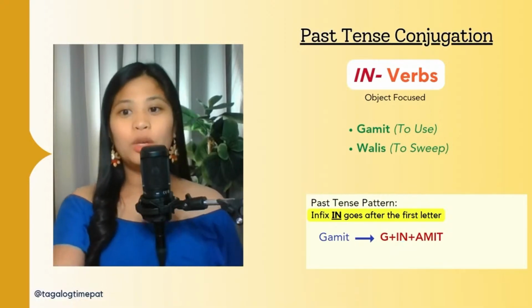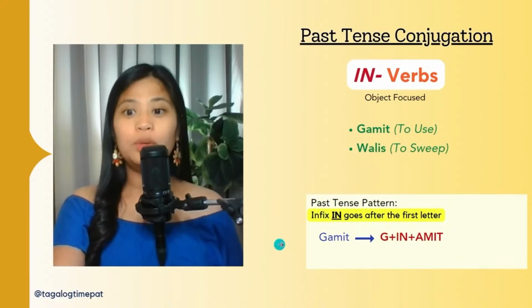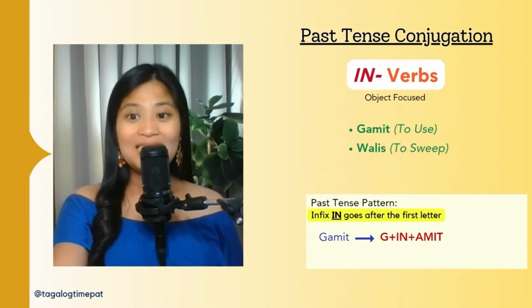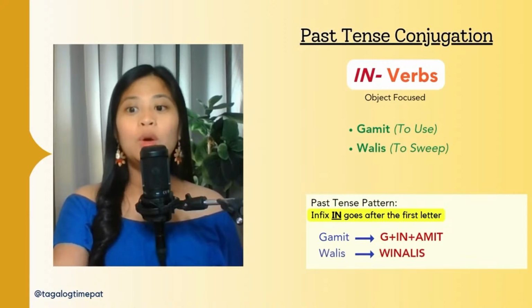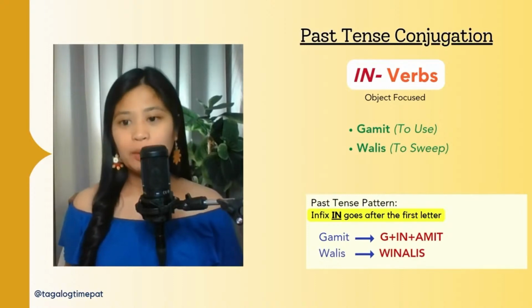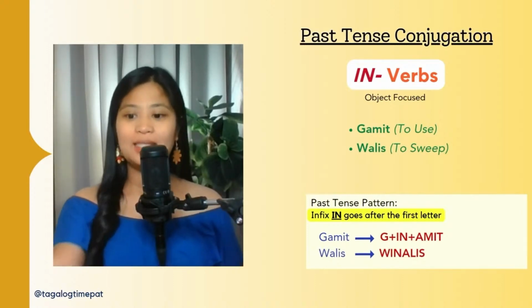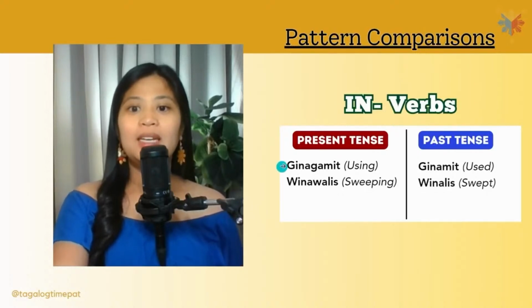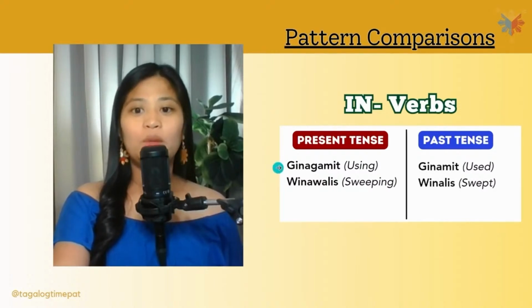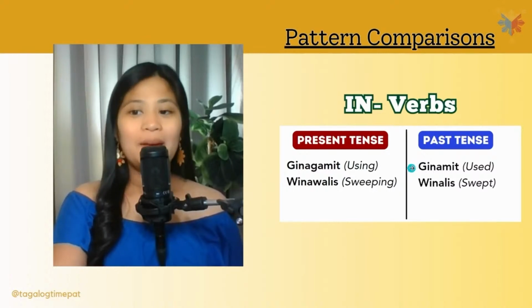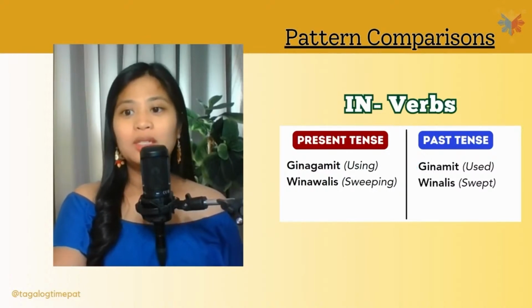You jot it down. What do you think walis, to sweep, will be in the past tense? Walis in the past tense will be winalis. Winalis ko yung sahig. I swept the floor. So let's compare. In the present tense, using is ginagamit. Ginagamit ko. I am using something. Past tense, ginamit. That means I used something.